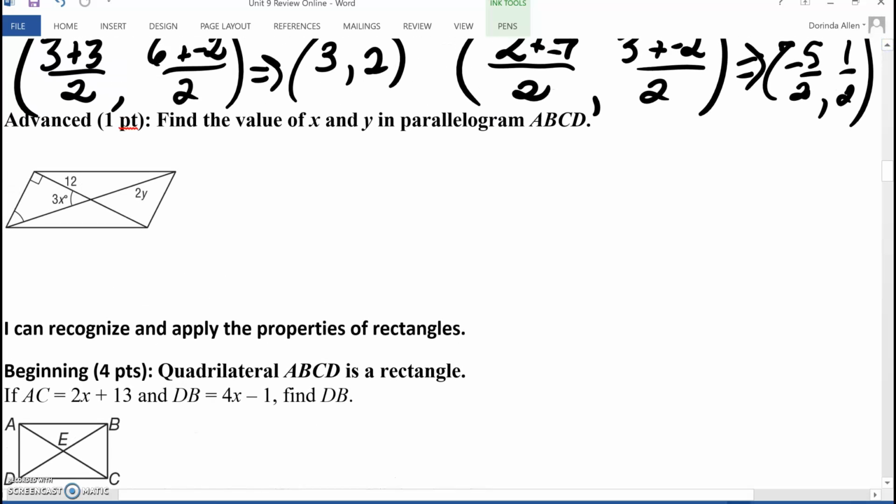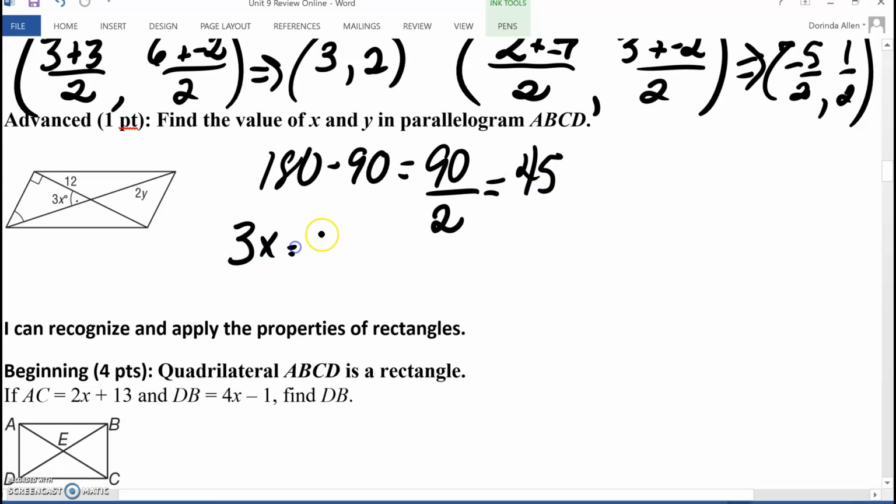And last one here, find the value of x and y. Again, it's a parallelogram. So I know that these two are equal, and I want to find this x first. Since these angles are equal, and this is 90, I know that those angles have to be 180 minus 90 divided in half, because there's two of them, so 45. So 3x equals 45.